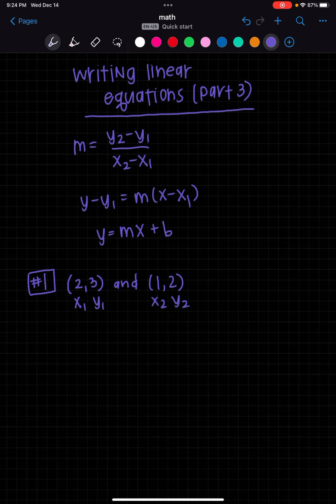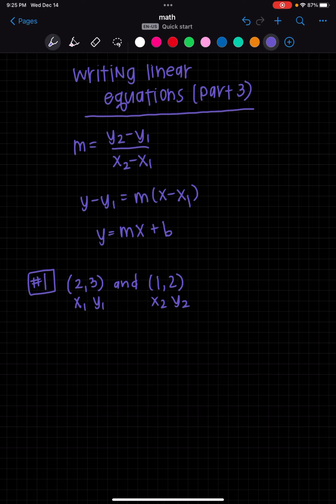I label the first one x1, y1, and the second one x2, y2, mostly because it's the first point and the second point. If you really wanted to switch it around and have x2, y2 first, and then x1, y1 second, you can do that. It doesn't matter, but just make sure that you have the x1 and y1 together, and you have the x2 and y2 together. Like, we couldn't have x1 and y2 together.